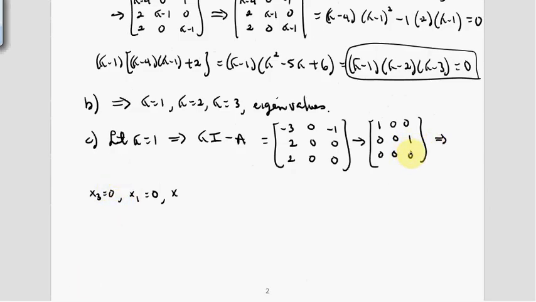X sub 2. See, if you write this in what it ought to be, this is 1 0 0, 0 0 0, 0 0 1. So I have a 1 on the diagonal for A11 and A33, but I have a 0 there at A22. So that's that x sub 2. So x sub 2 is equal to t. This implies that the eigenvector would be x sub 1 is 0, x sub 2 is 1, x sub 3 is 0.